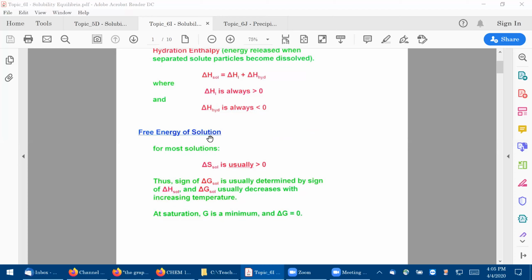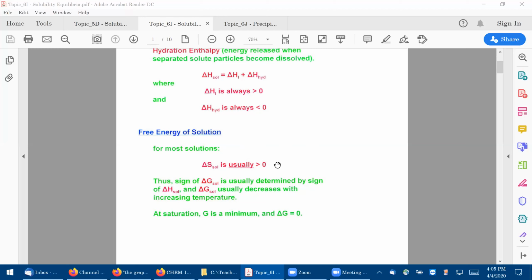The free energy effect, of course, is a combination of both the enthalpy of solution and the entropy of solution. Now, for most solutions, the entropy is almost always greater than zero. That's because, of course, the individual particles, ions, let's say, in the salt, instead of being in a solid crystal, are being separated into individual ions in solution. So, of course, that increases the entropy of all those individual ions.